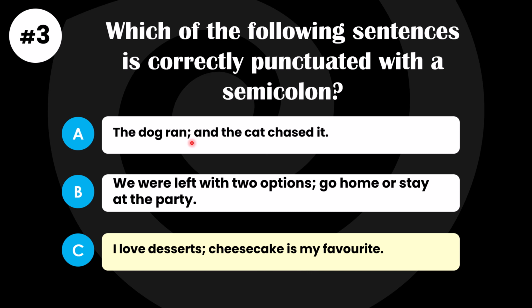In A, we would not need a semicolon. We only need a comma before the coordinating conjunction and. And in B, instead of a semicolon, we use a colon.